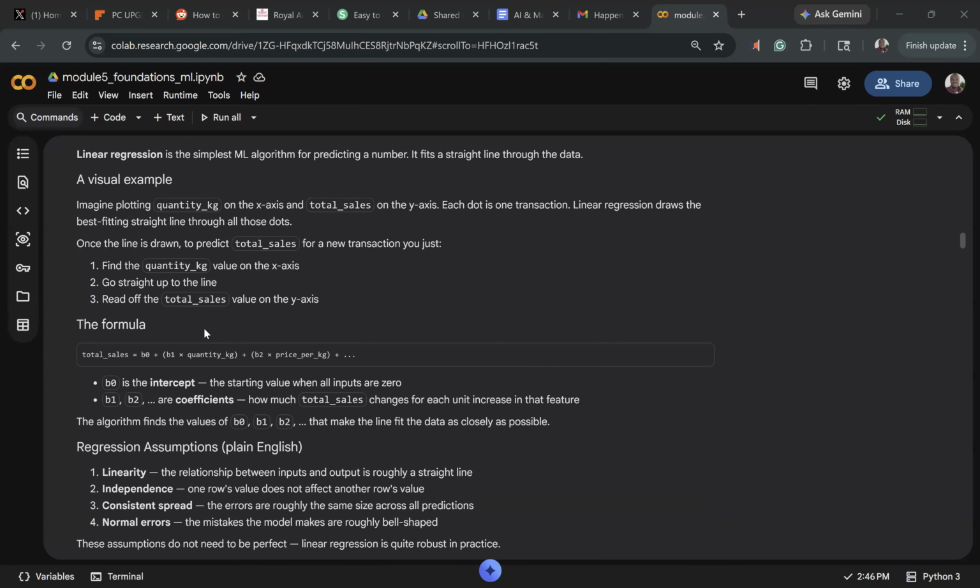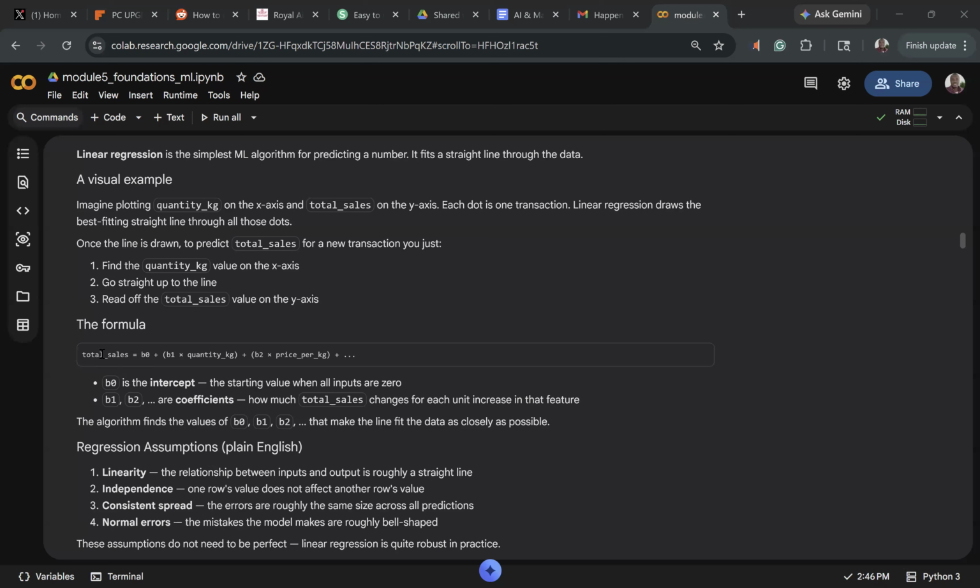If you remember the formula we used, y is equal to mx plus c. So this is the c, the constant, the intercept. The intercept is a starting value. Take, for example, putting every other variable at 0. That will give us the intercept. So that's the starting value when all inputs are 0.